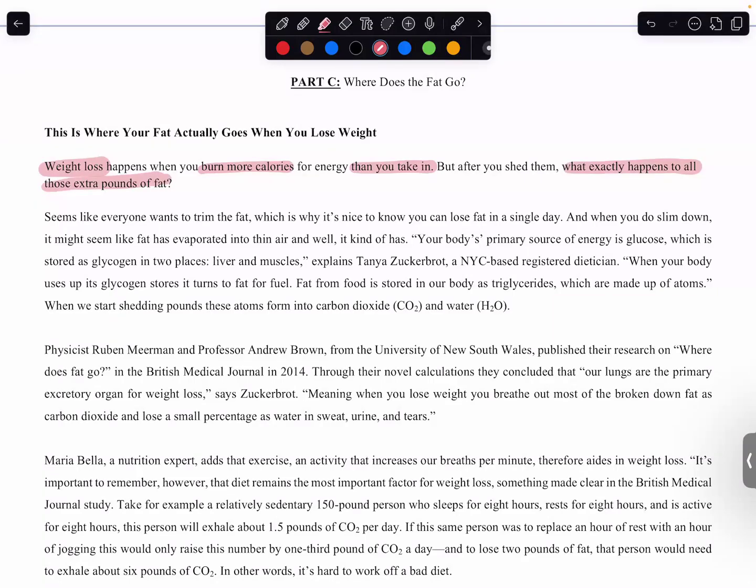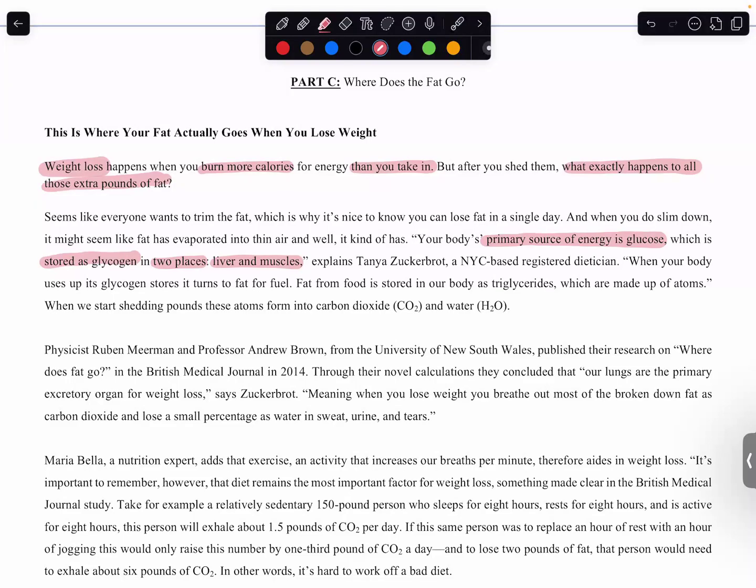Seems like everyone wants to trim the fat, which is why it's nice to know you can lose fat in a single day. And when you do slim down, it might seem like fat has evaporated into thin air, and well, it kind of has. Your body's primary source of energy is glucose, which is stored as glycogen in 2 places, the liver and the muscles. We just spoke about that, explains Tanya Zuckerbrot, an NYC-based registered dietitian.